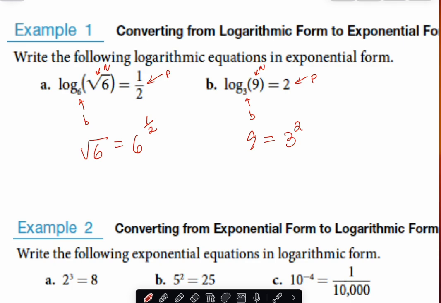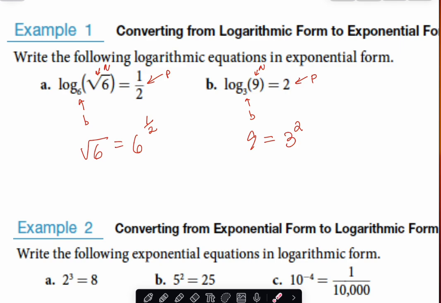And when you rewrite it in exponential form, it should make sense. It should be a true statement. So both of those are true. Square root of 6 is 6 to the 1/2 power. 9 is 3 to the 2nd power. So always remember, this is our base, this is our power. If we put those back together, we should get the number inside. So that's how you have to interpret that.